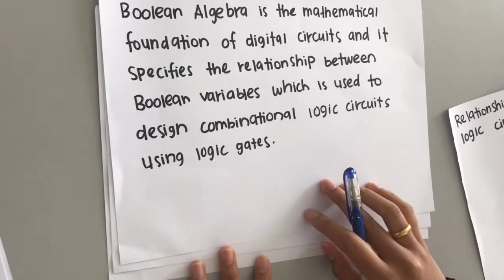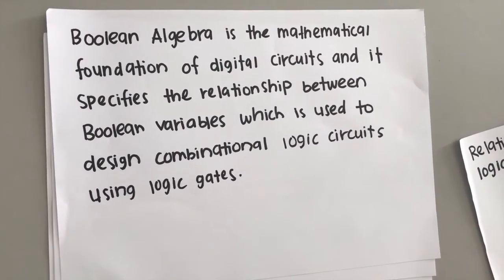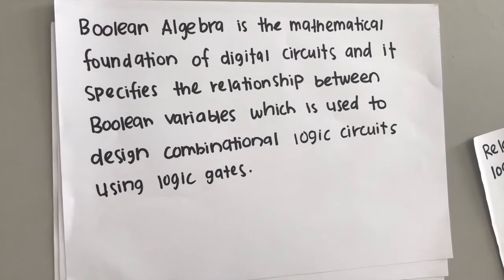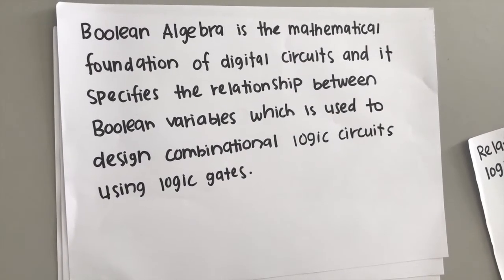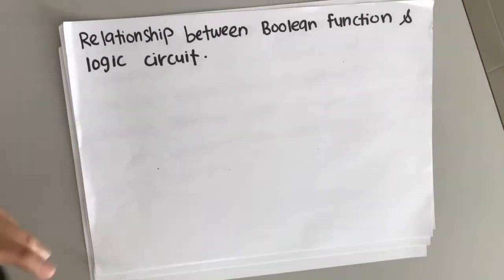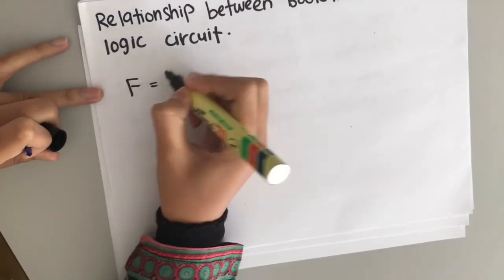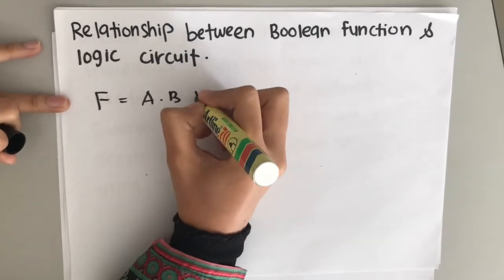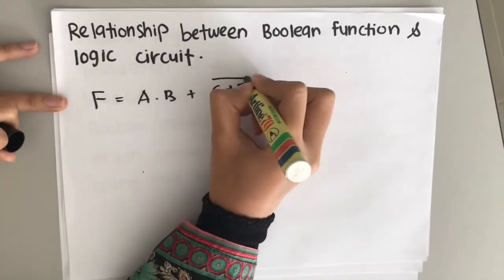For your information, Boolean algebra is the mathematical foundation of digital circuits, and it specifies the relationship between Boolean variables, which is used to design combinational logic circuits using logic gates. Oh, really? Can you explain further? Yeah. Okay, I'll give you an example operation, which is f equal to a dot b plus c plus d naught.